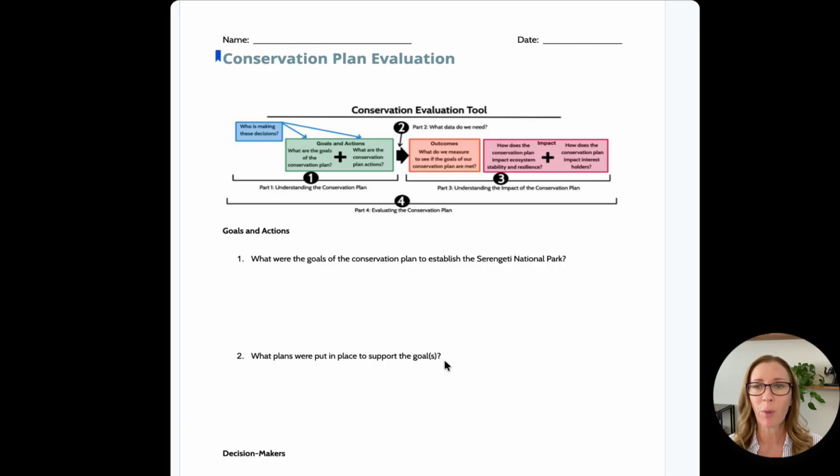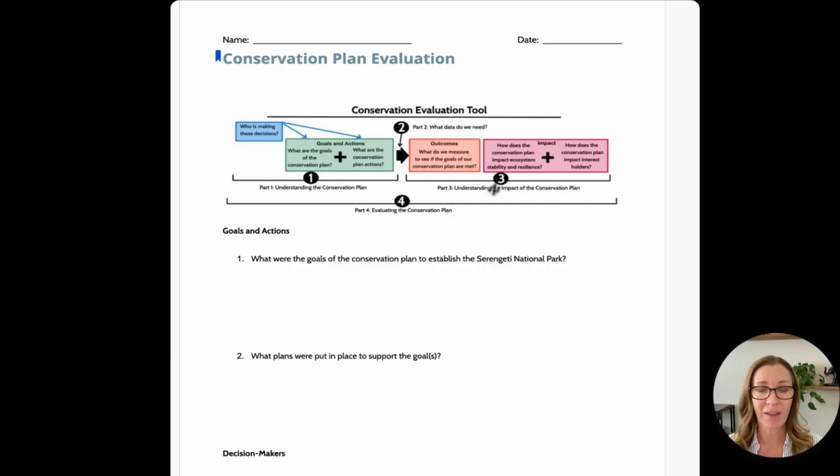This is going to help prepare them for an assessment that hits a couple standards related to these things, using criteria to evaluate a solution that affects an ecosystem. I'm saying that wrong, but you get the idea. So we are going to go through this. We're going to talk about who is making these decisions, what are their goals and actions, what are their outcomes, what data do we need to get to these outcomes, what do we need to collect, what's the impact.